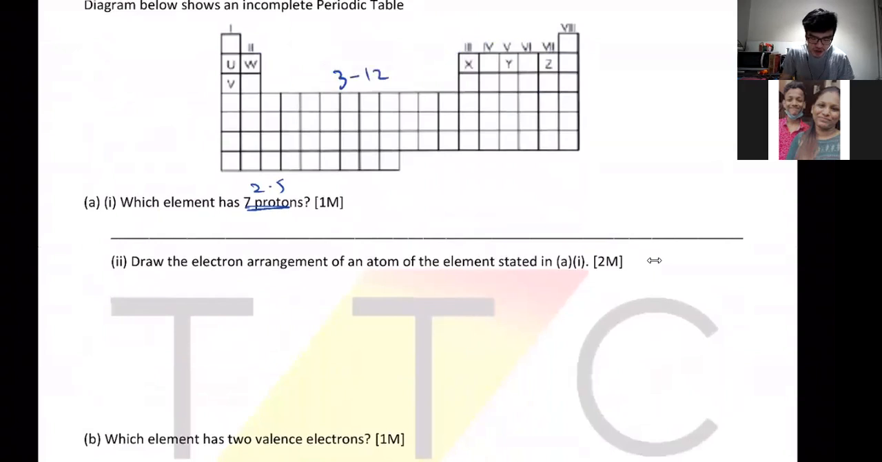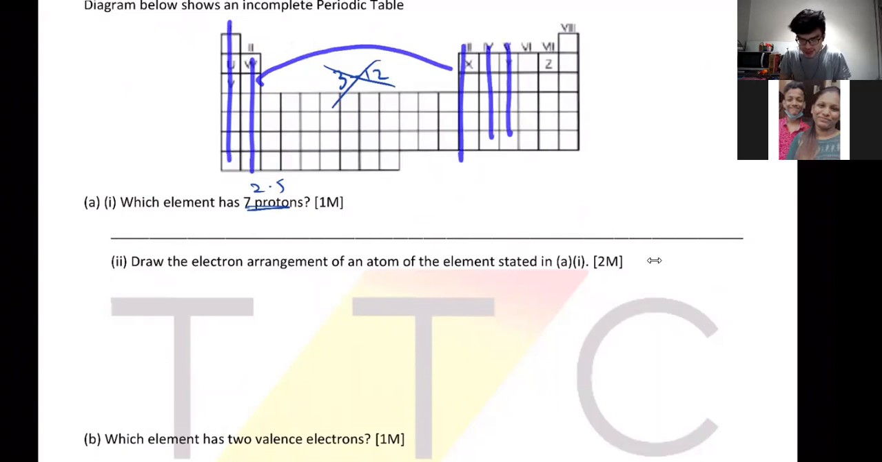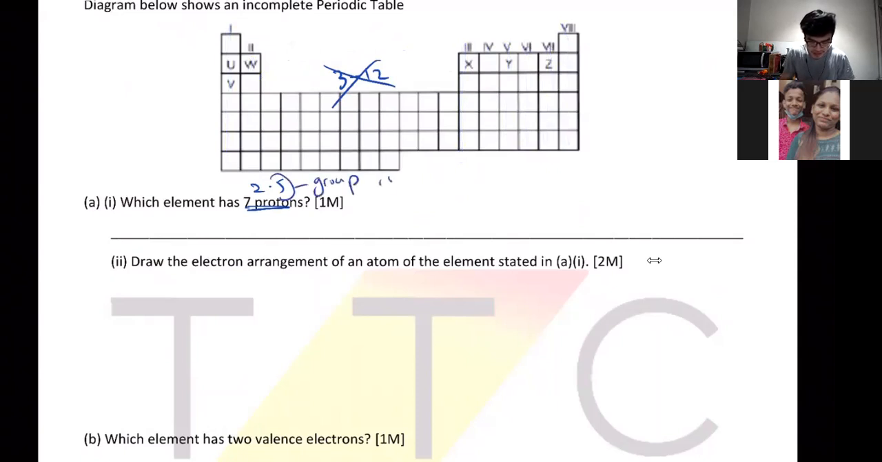Group 3 to group 12, that's not our business, please ignore. So we will go from group 1, group 2, group 13, 14, 15, 16, 17, 18. The rest we don't care. So 5 is group 15. This one has 2 layers, that means period 2. So who's in group 15, period 2? That's your Y.